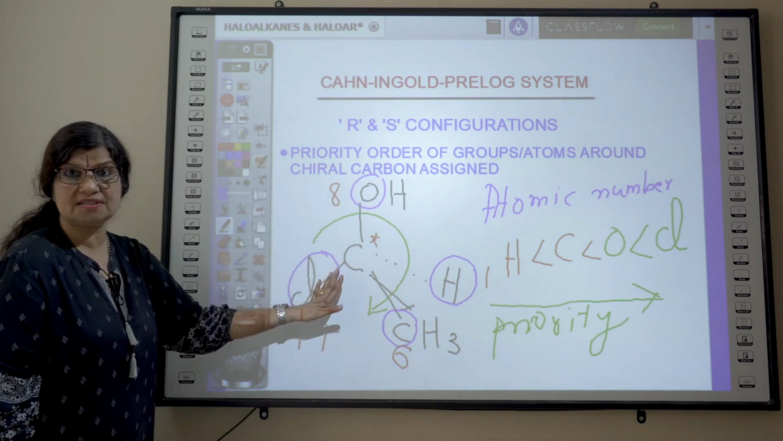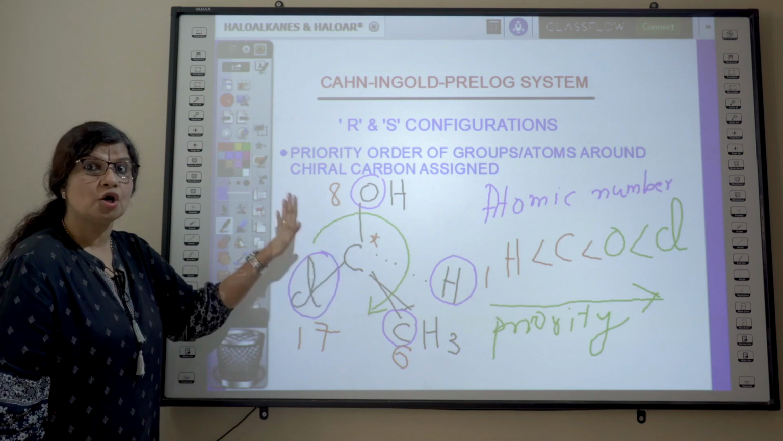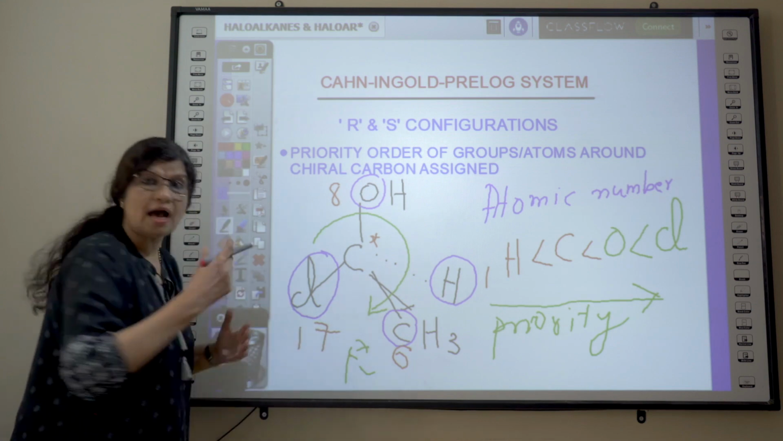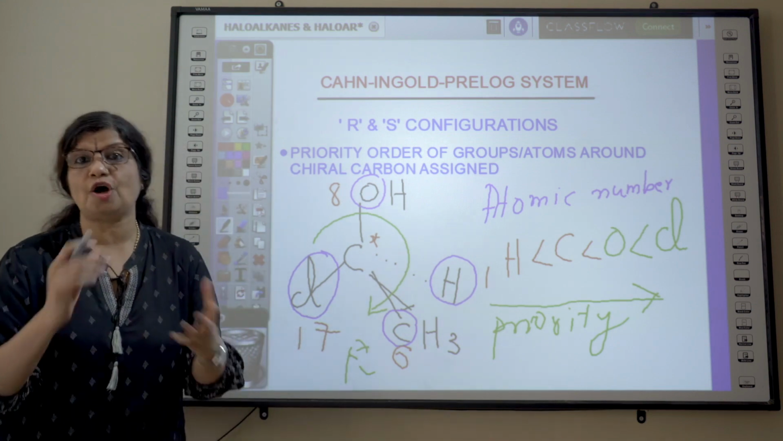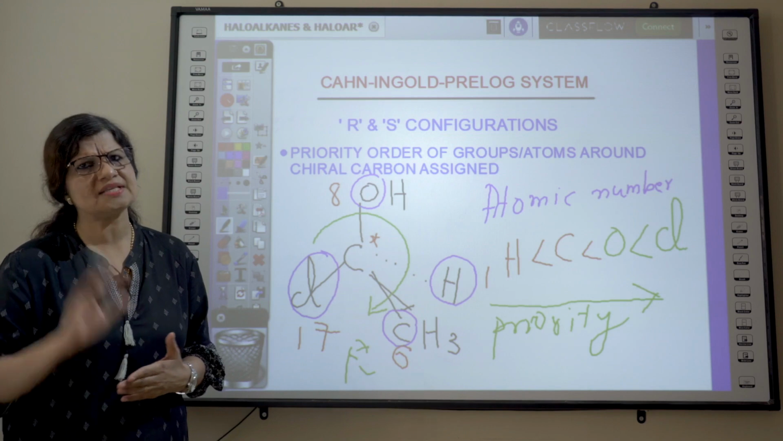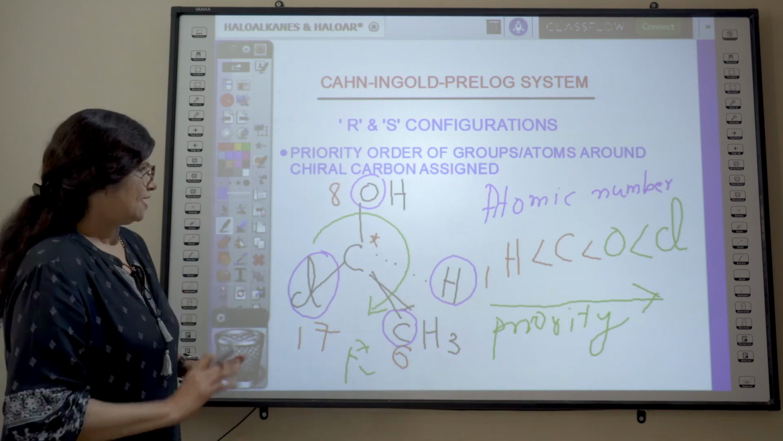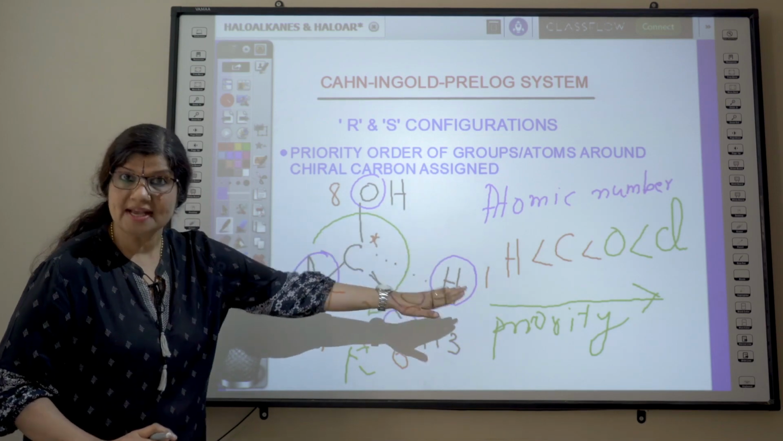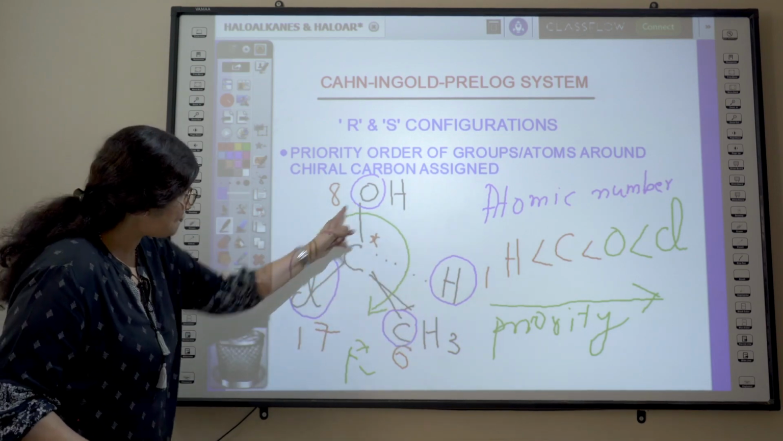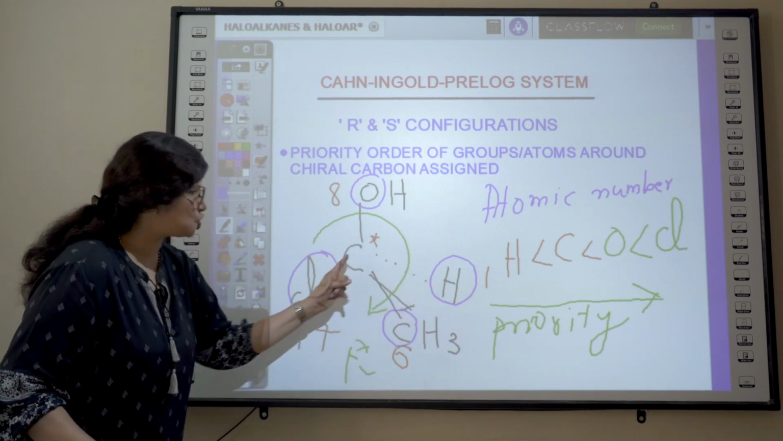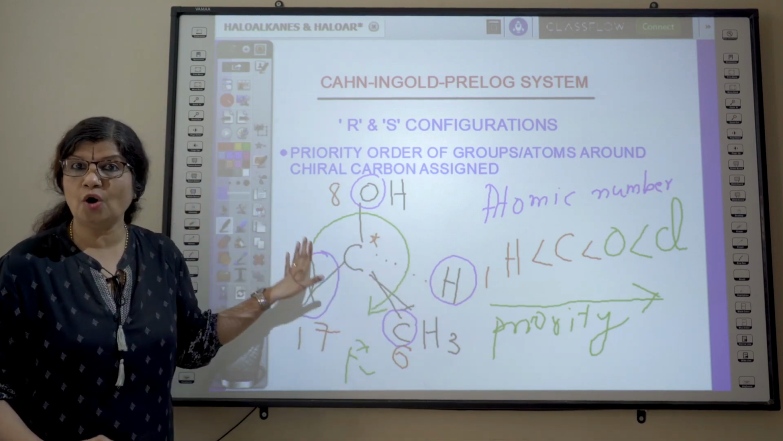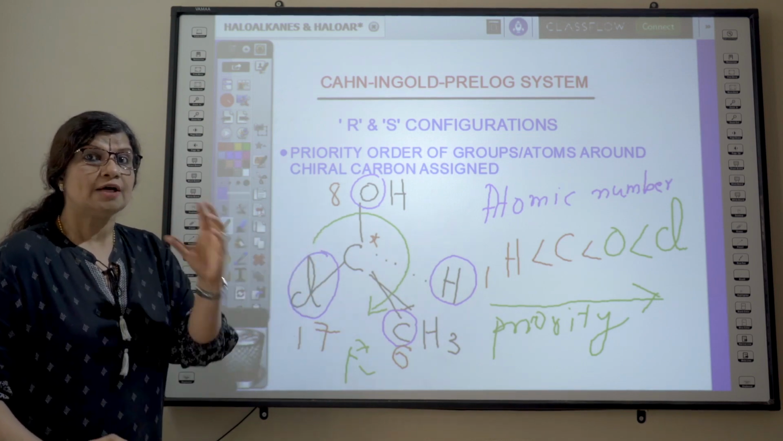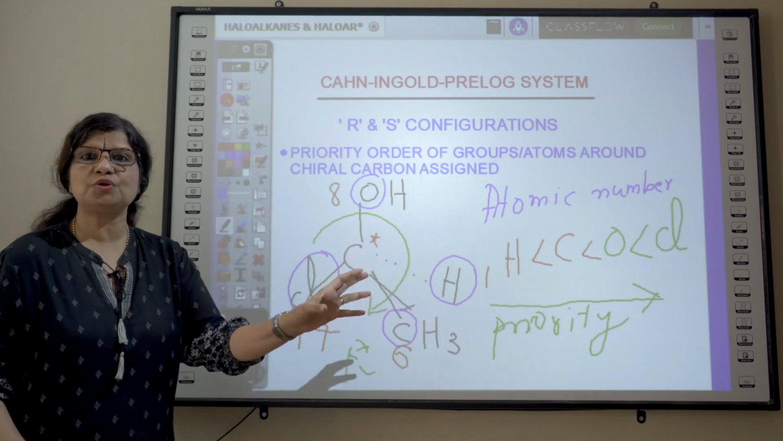And therefore, what configuration has been assigned? Clockwise is right, or R configuration. So that is how we assign absolute configurations. We'll do a lot more examples a little later. Okay, fine. So I have given you the first way to assign priority. This was easy because you had different atoms attached to the chiral carbon. This is not always the situation. So let me take you to another example where you have two identical atoms bonded to the chiral carbon.